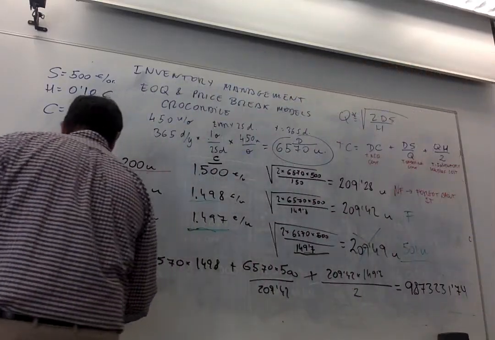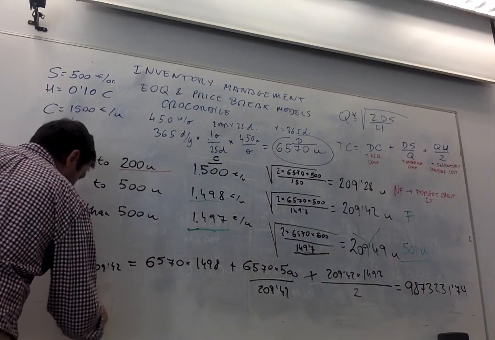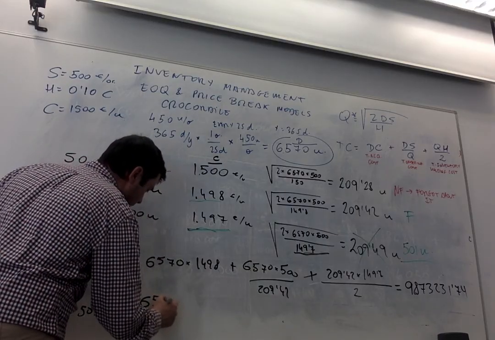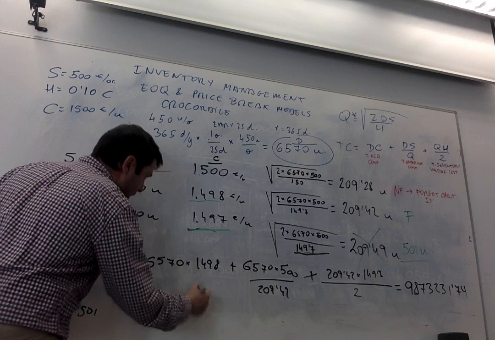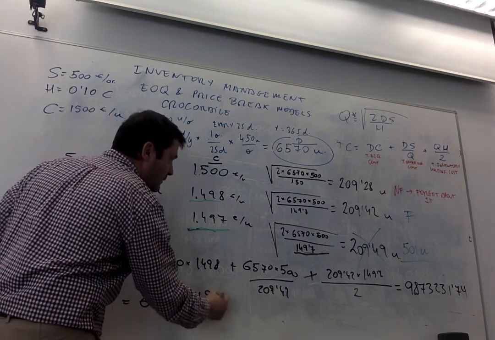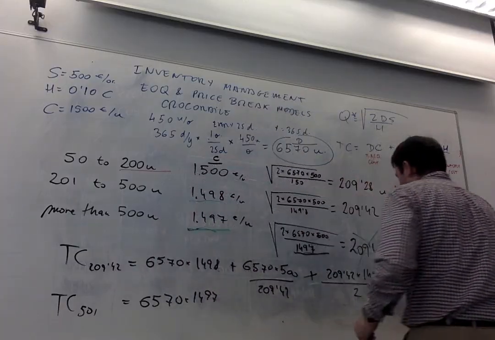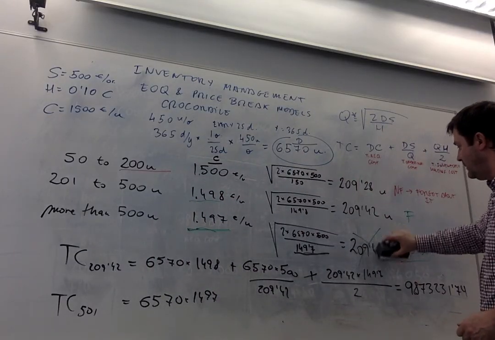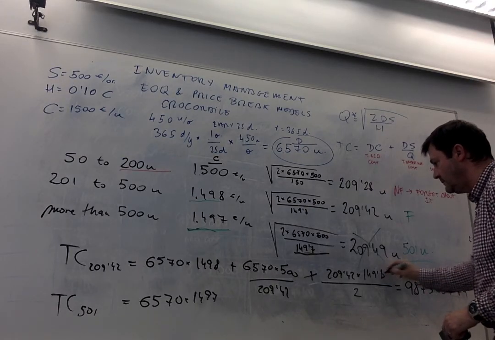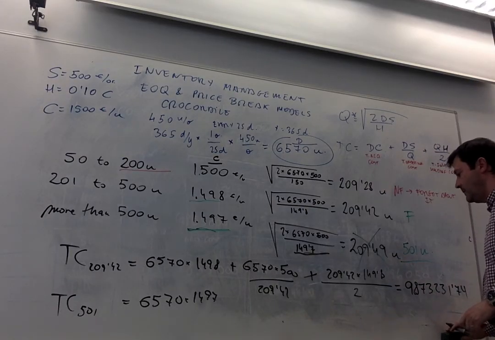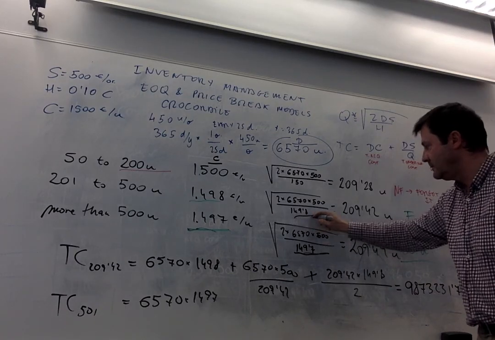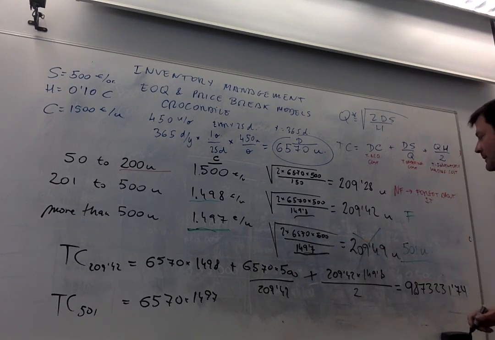Now let's work it out for 501. So this will be 6570 multiplied by 1497. Here I made a mistake, sorry. This was 8. Okay, but the result is correct because it comes from my Excel, right? Is this? Not this.